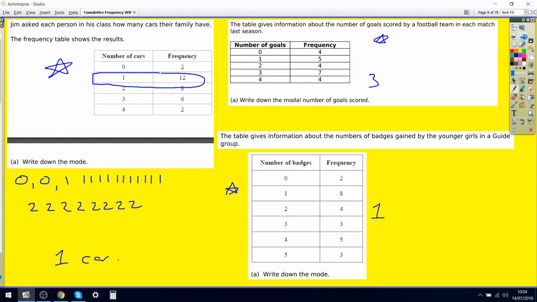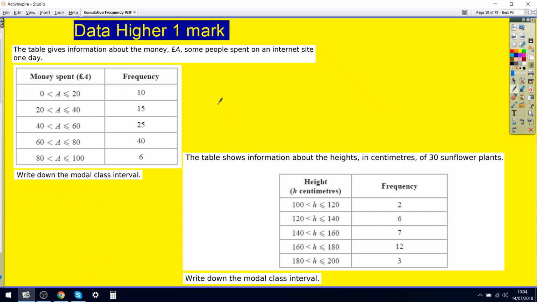Okay, the modal class interval. Is it 60 and then it's smaller than A, which is equal to or smaller than 80? That's it. And so their age is between 60 and 80. That's the mode for that one.